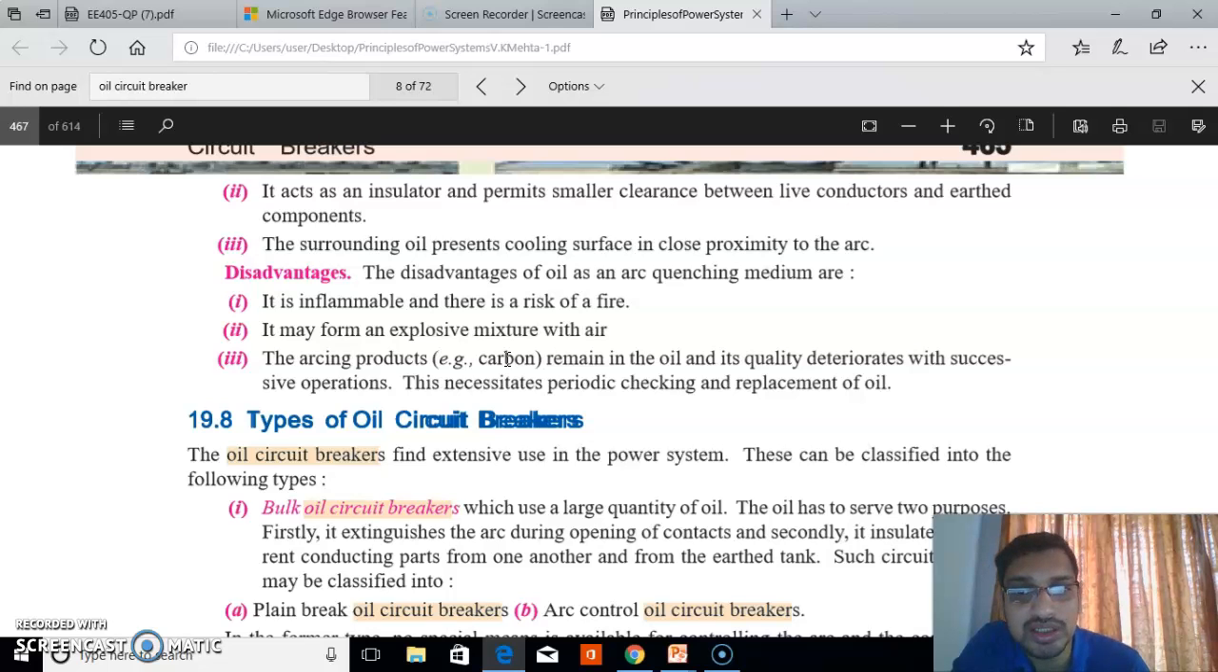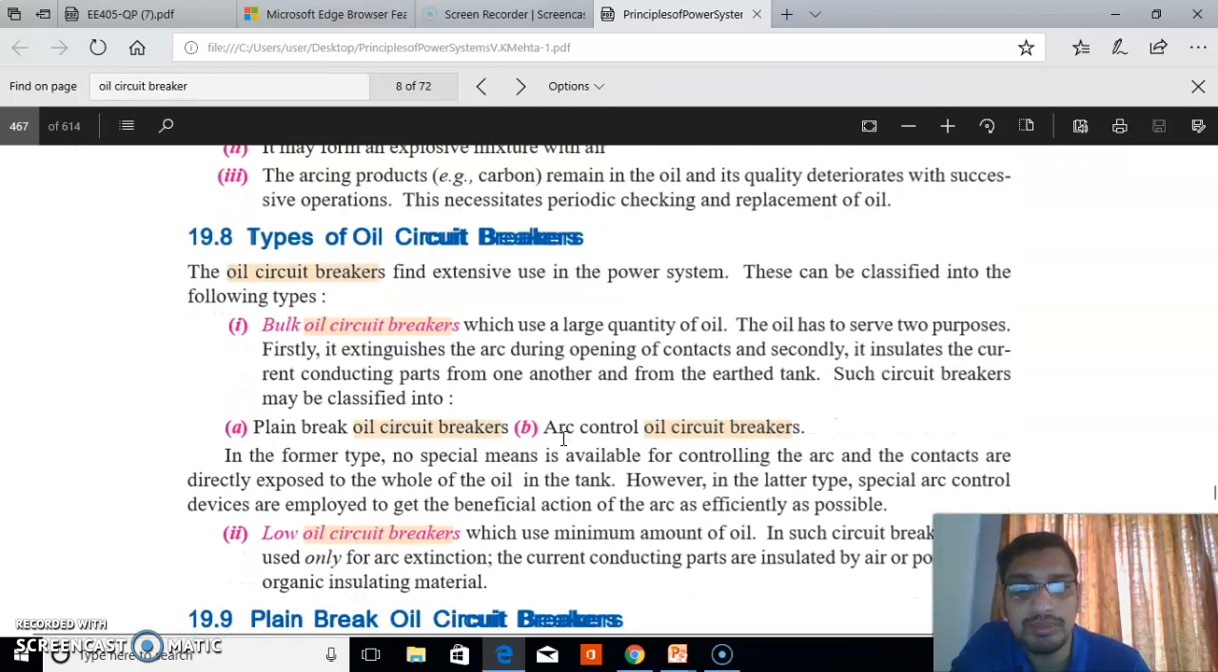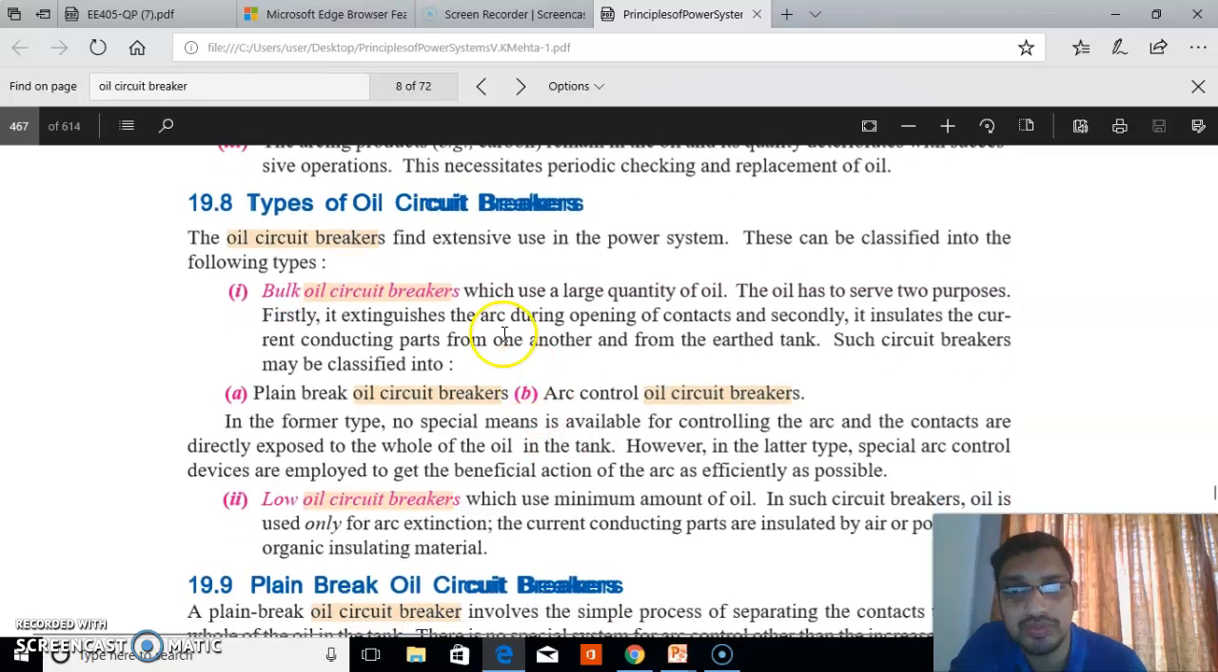Okay, so it deteriorates the quality of the oil. So that is the disadvantage of oil circuit breaker. Now we move to the types of oil circuit breaker. The oil circuit breaker can mainly be classified into two. First one, bulk oil circuit breaker. Second one, low oil circuit breaker.